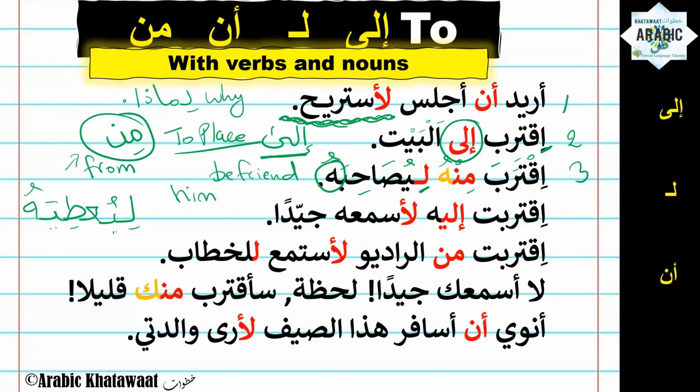ليعطيه. To give him something. ليعطيه شيء. So any time or on any occasion you see li plus a verb, you're answering the question why.